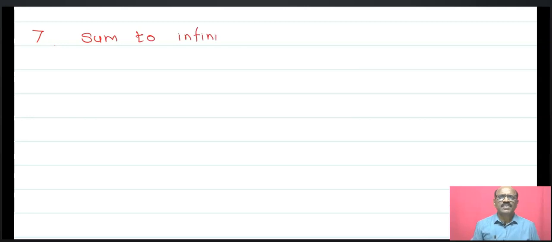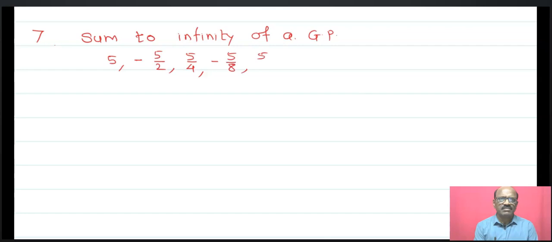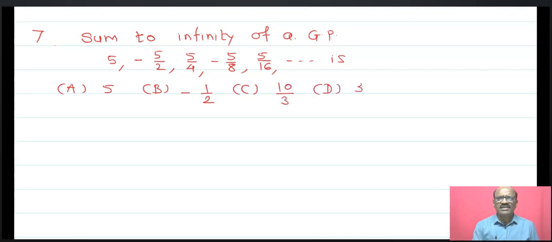Now next, the sum to infinity of the GP 5, minus 5 by 2, 5 by 4, minus 5 by 8, 5 by 16, and so on. Now in this case, we apply the formula: when mod of r is less than 1, then S is equal to a upon 1 minus r. This is the sum to infinity using this formula.